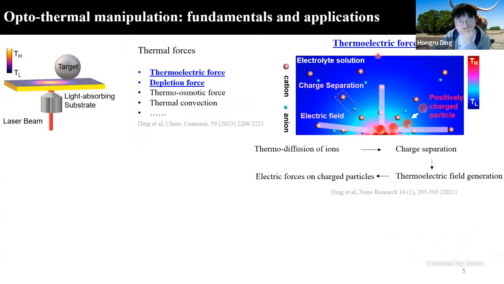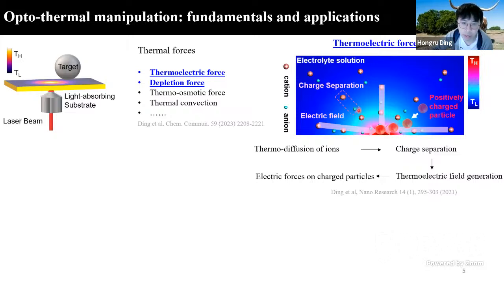So how is the thermoelectric force generated? As you can see in the schematic, it still happens in a liquid environment. It's in electrolyte solution, and there are a lot of cations and anions. As we know, because of the electrostatic force, those two types of ions should stay together. However, because we have a temperature field generated by the laser beam, the ions will diffuse from the hot end to the cold end.